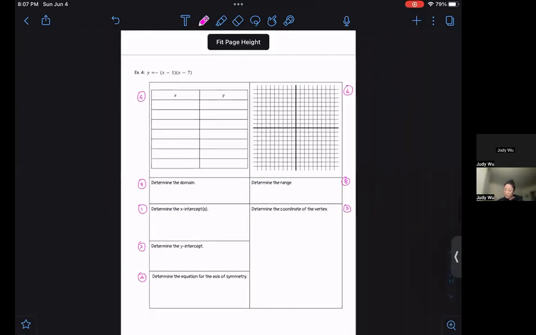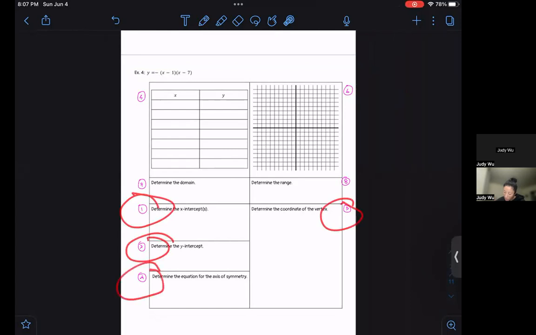So just to zoom out, we're going to start with 1, 2, 3, 4, 5, 6, 7, and 8.